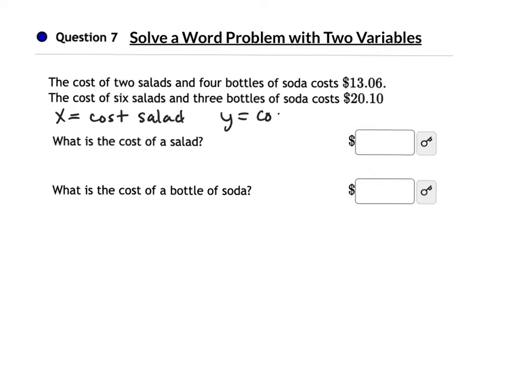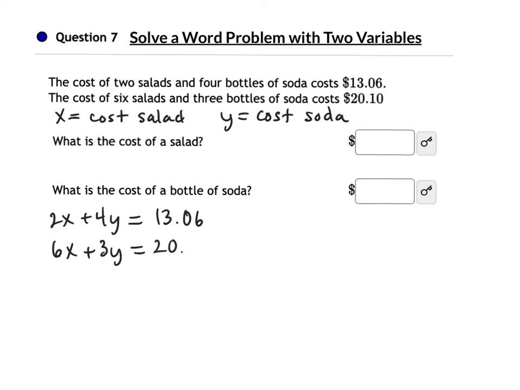y be the cost of the soda. 2 salads would be 2x. 4 bottles of soda would be 4y, and that is $13.06. The cost of 6 salads, that's 6x, and 3 bottles of soda, that's 3y, equals $20.10.